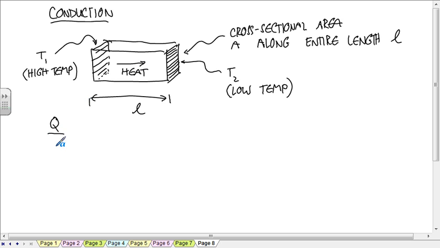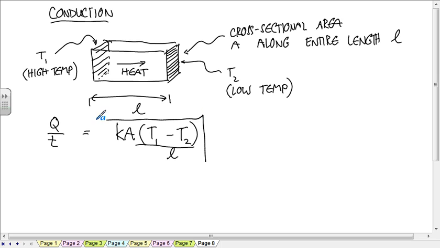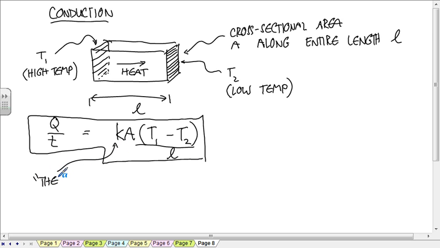So the heat per time is equal to a constant, and I'll tell you what that is in a second, times that cross-sectional area, times T1 minus T2, the difference between those two temperatures, divided by L. This K is called the thermal conductivity. A is the cross-sectional area.